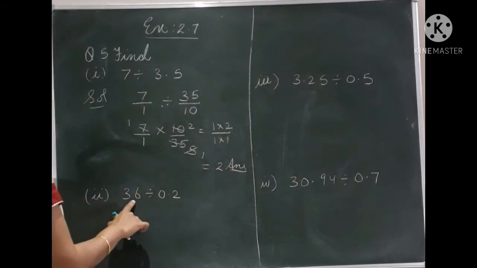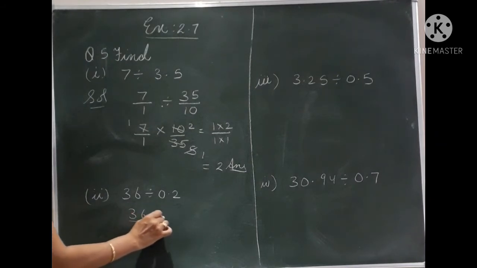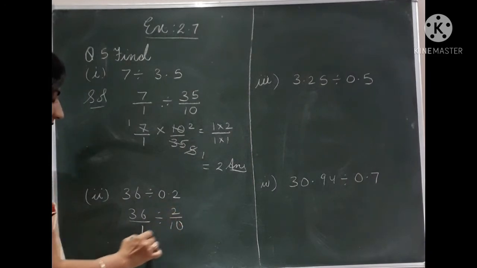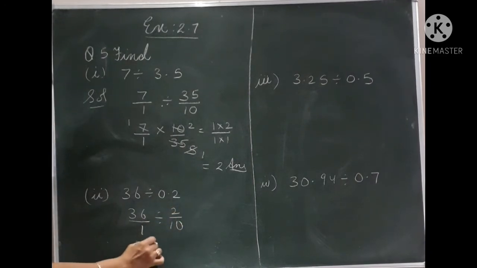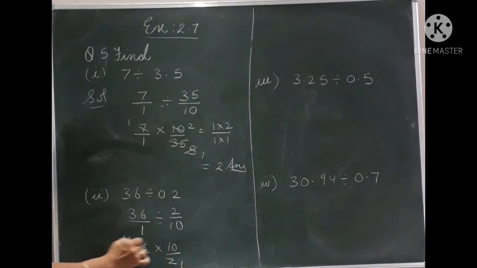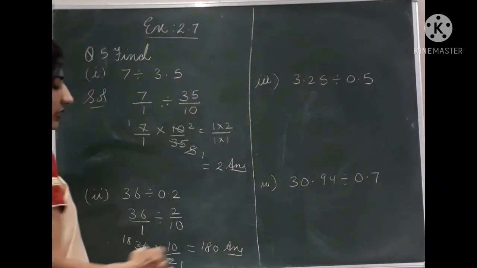Second part is whole number divided by a decimal number. So 36 you will write as 36 by 1 divided by 0.2 will be written as 2 by 10. So 36 by 1 multiplied by 10 upon 2. You can cancel 2 ones are 2 and here 18 will come. 18 into 10 equals to 180. This will be the answer.